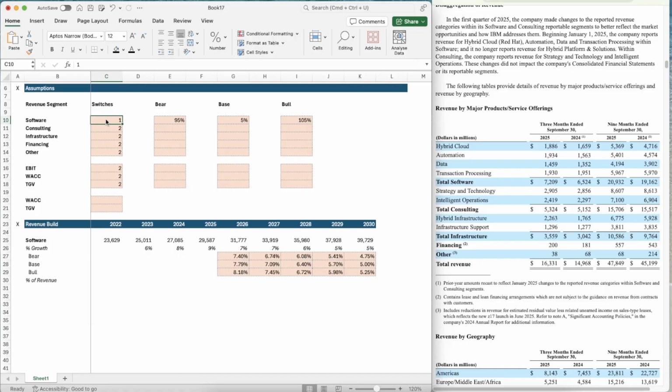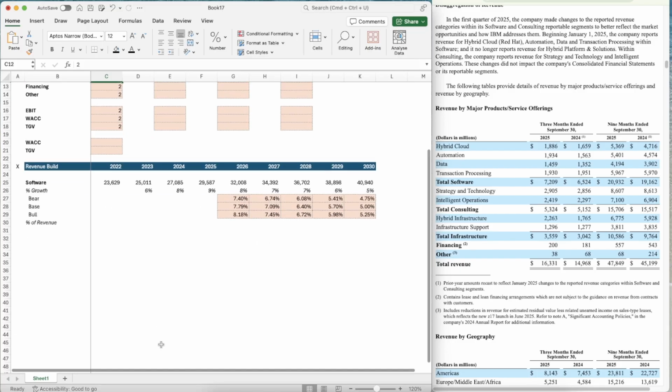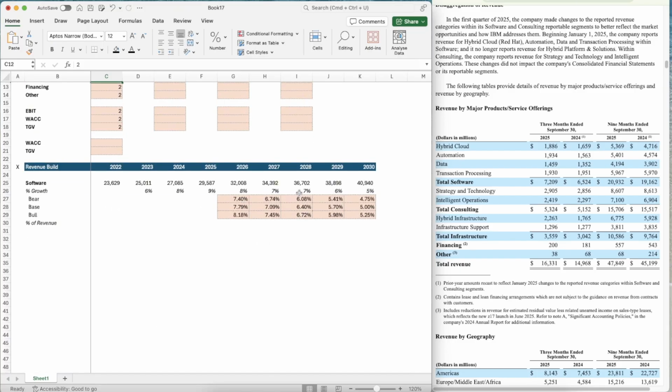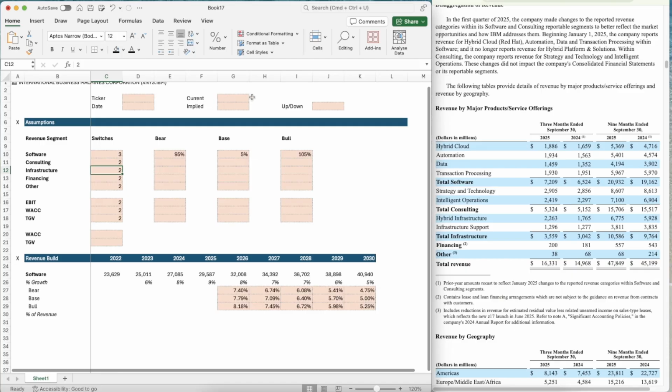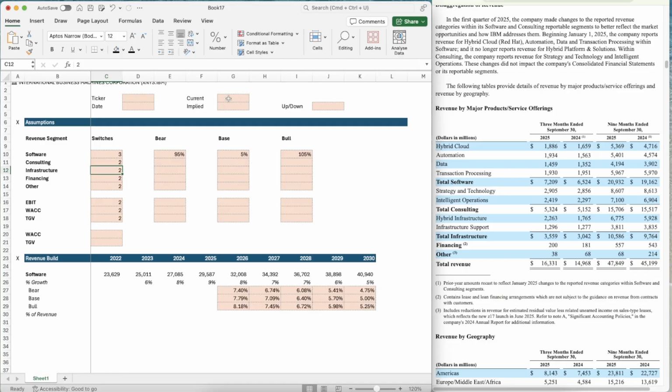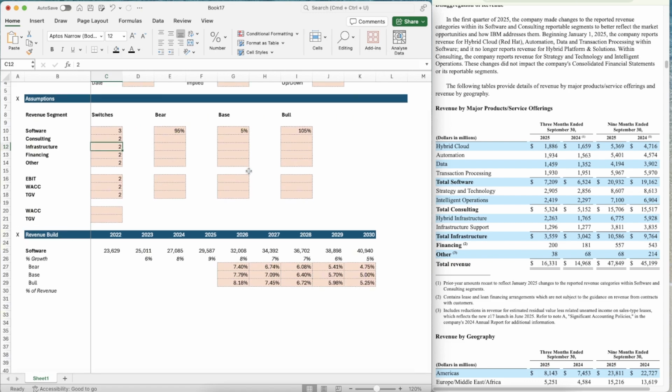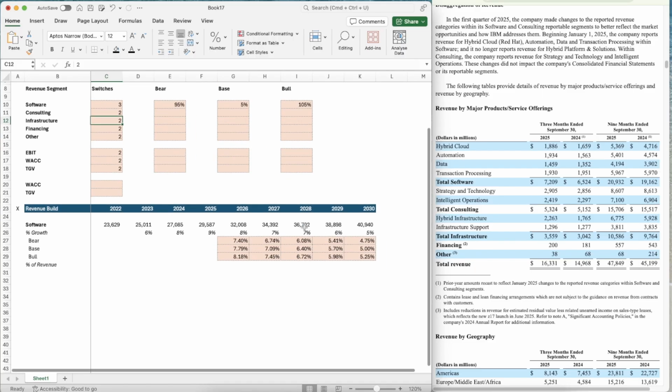If I come back to the base, let's go to the bull, and it goes up. And we do that so that, just by going up here, we can flick these switches and the whole spreadsheet is dynamically linked and it will update what the current price is. So we could say, I think we could be really bearish on IBM based on these figures, and it will tell us what the implied price will be. Or we could be really bullish, and it will update that. You'll see again, once we've built out the model, how it links dynamically.